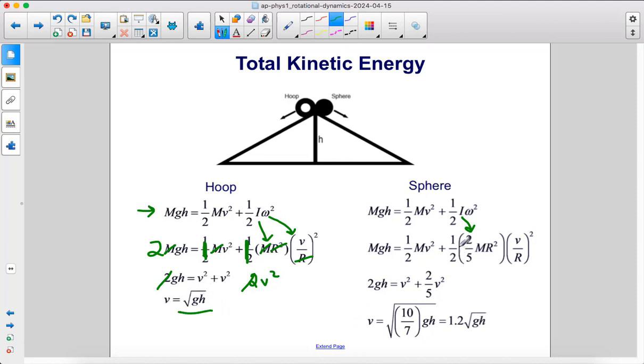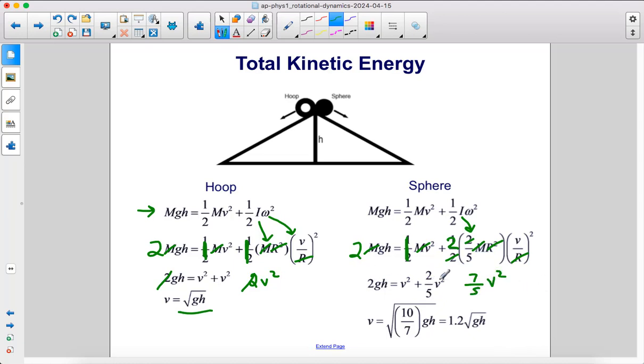Over here, we had that 2/5. So look, those 2's cancel, and we're left with 1/5. Now there is still an m in every term, so you can get rid of the m. This r squared still cancels with that one. But now we're going to multiply the whole thing by 2. So that becomes a 1, and this becomes 2/5. So we have 2gh equals v squared plus 2/5 v squared. So what is 2/5 v squared plus 1 v squared, or 5/5 v squared? It becomes 7/5 v squared.